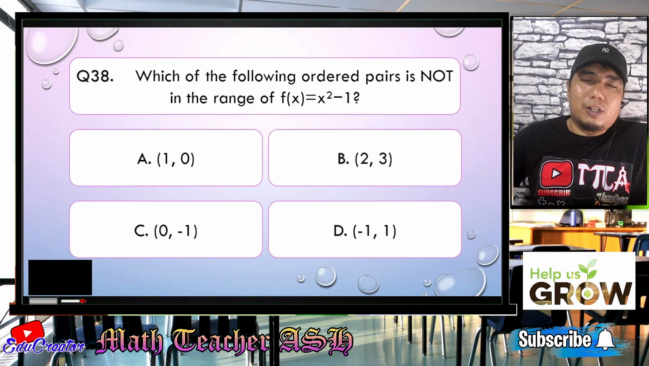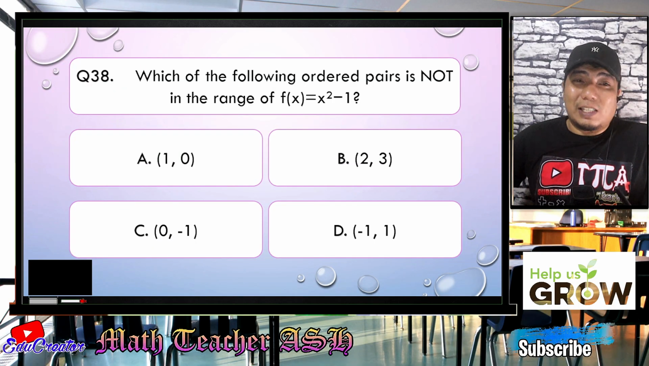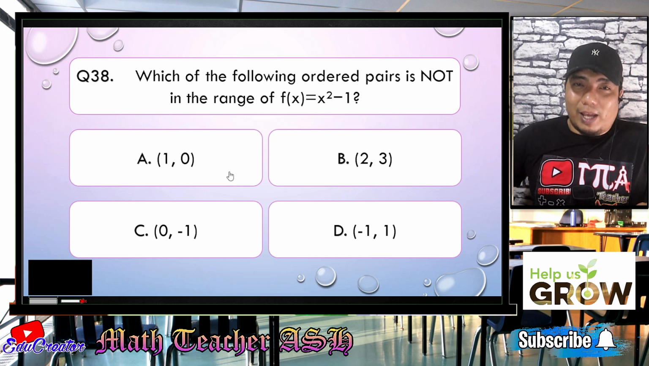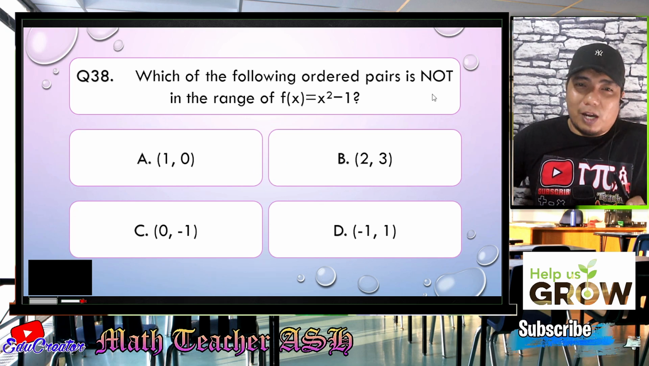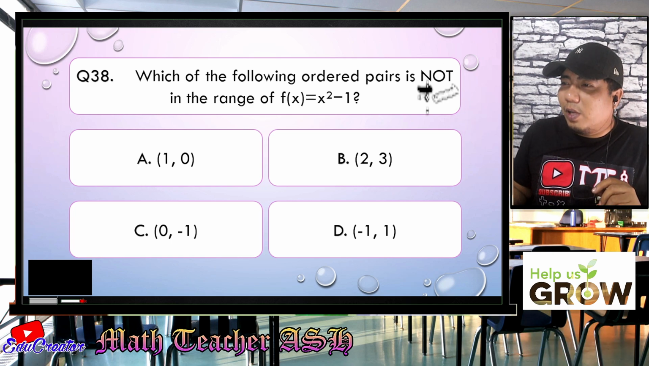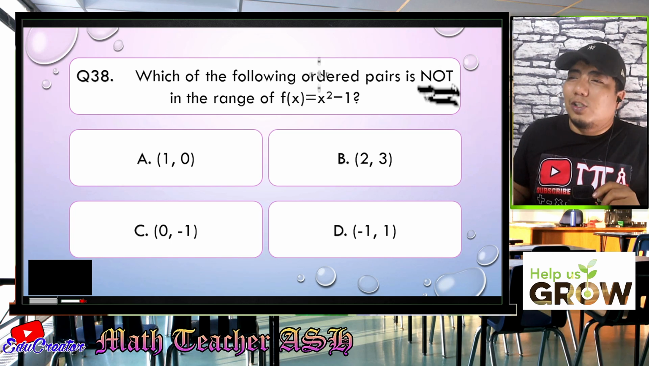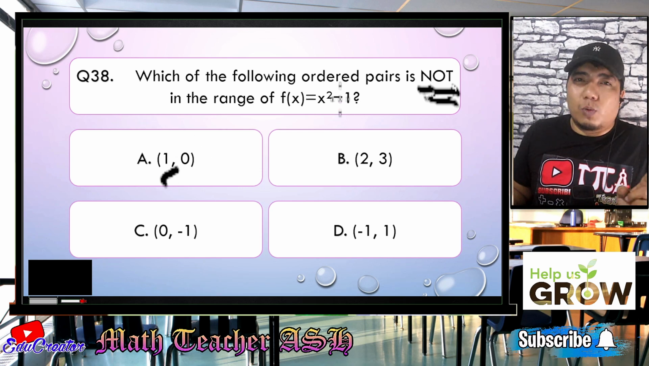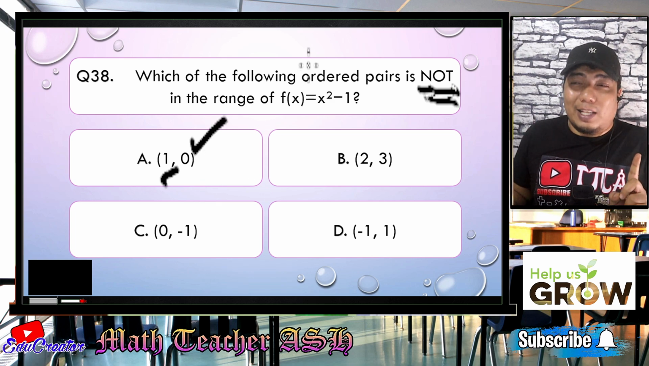Alright, my dear math learners, what we need to do here is to satisfy the correct pair. If it is correct, then that is not the answer, because we are finding the word "not" here, right? So if our value of x is positive 1, that is 1 squared minus 1. The answer for 1 squared is 1, and 1 minus 1 is 0. This is correct, but not the correct answer.